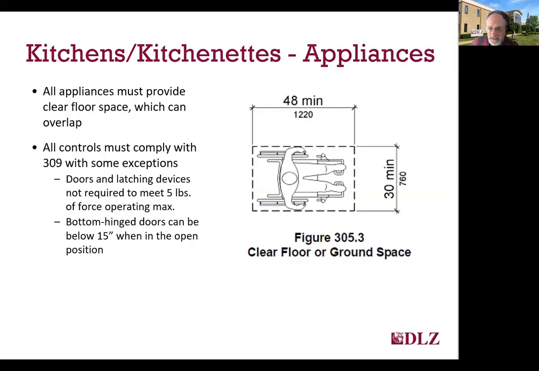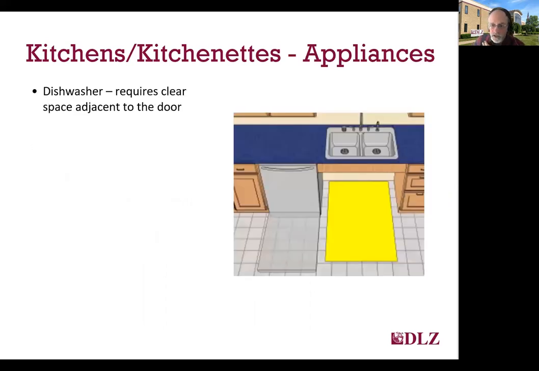So on to some of the appliances. All appliances must provide an adjacent clear space with the location required depending on the type of that clear space. All controls for appliances must be operable with a closed fist and be within reach ranges, as we talked about, except as noted on the slide for doors and latching devices and bottom hinge doors like you might have on an oven. So dishwashers require a clear space adjacent to the door when it opens to allow someone in a wheelchair to assist in loading and unloading the dishwasher, and that clear space shown in yellow here.